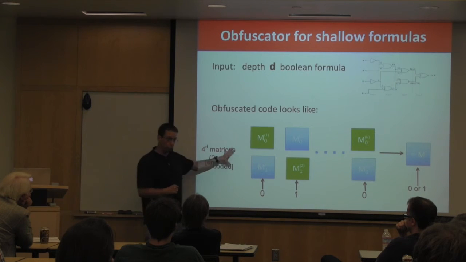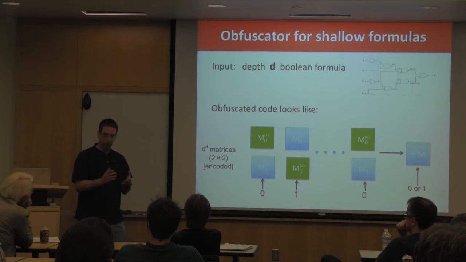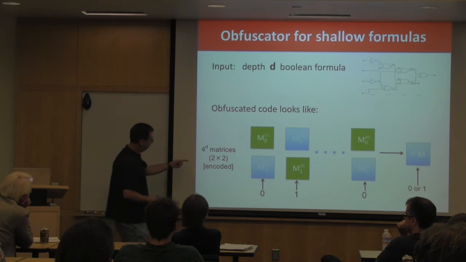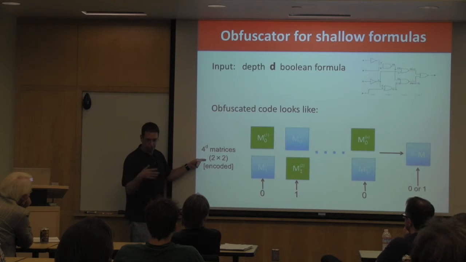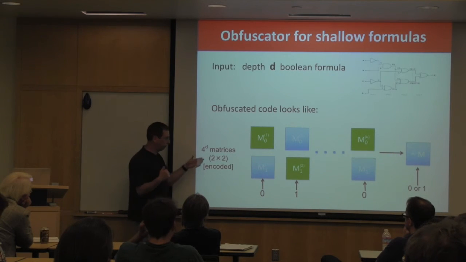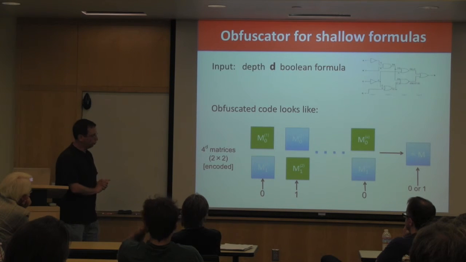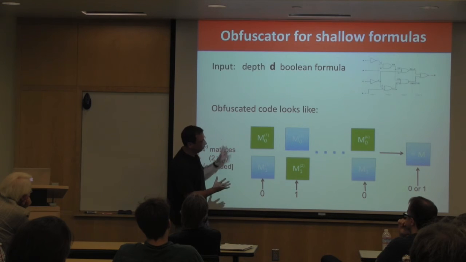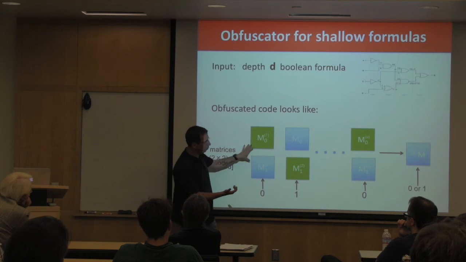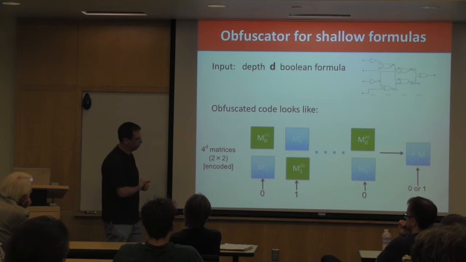And this is, by the way, a beautiful application of non-solvable groups. Here I'm using 2 by 2 matrices, so actually I'm using SL2 over some finite field. The original Barrington theorem was using the symmetric group S5. But it turns out these matrices essentially correspond to some non-solvable group, and any depth D formula can be written as a product of 4 to the D matrices.